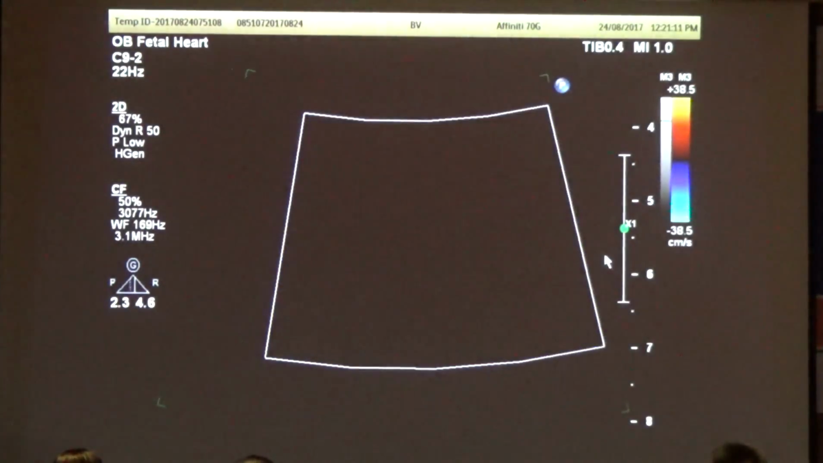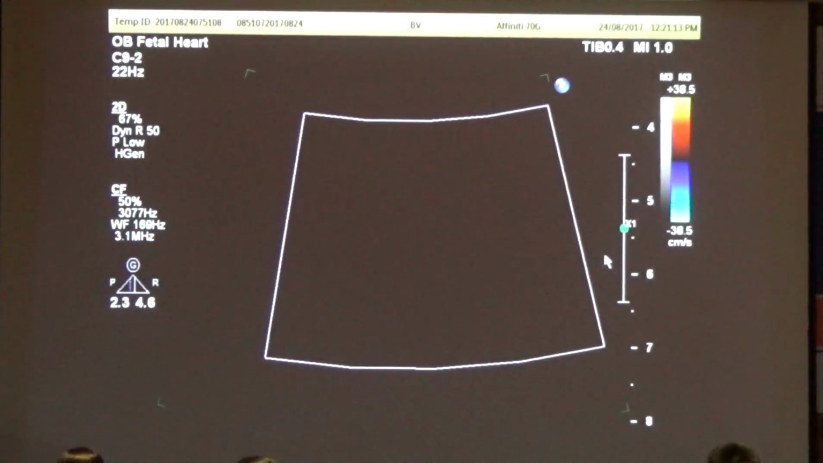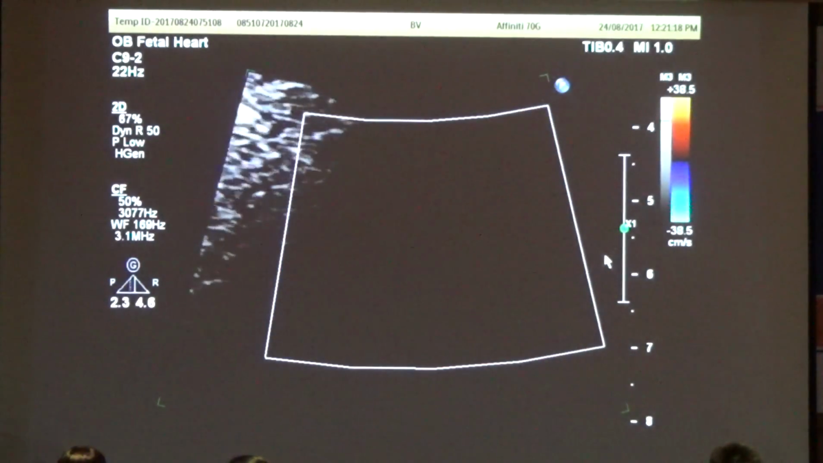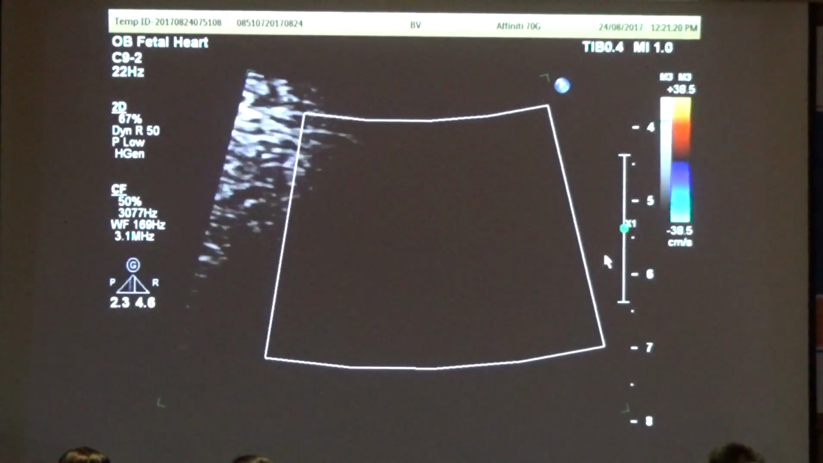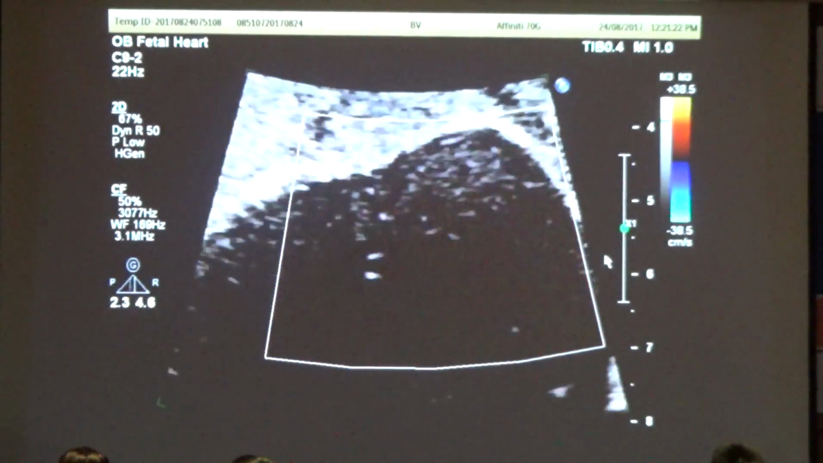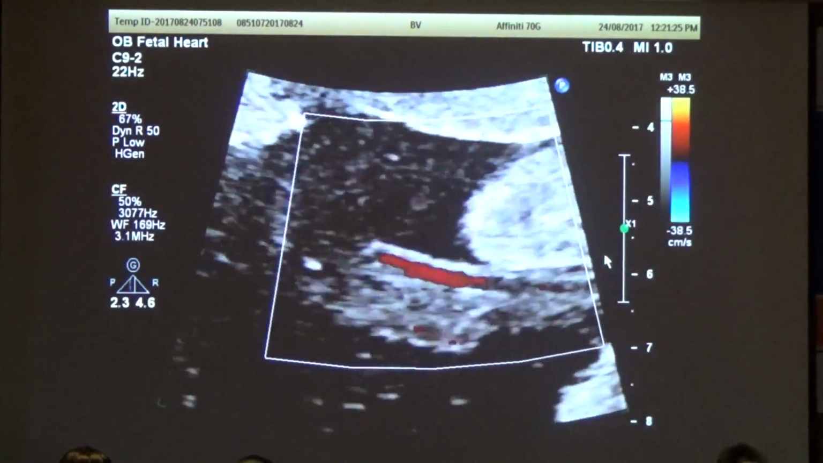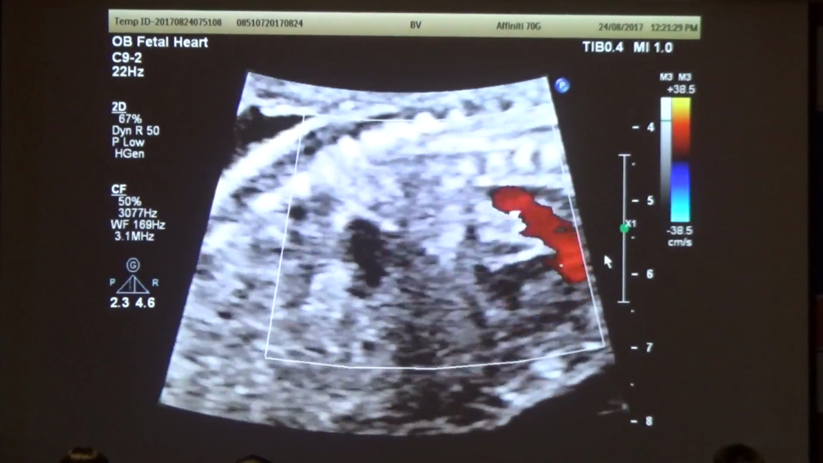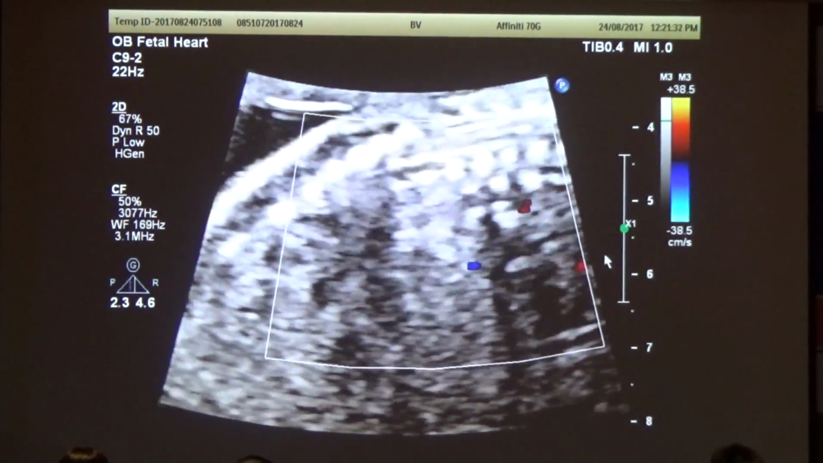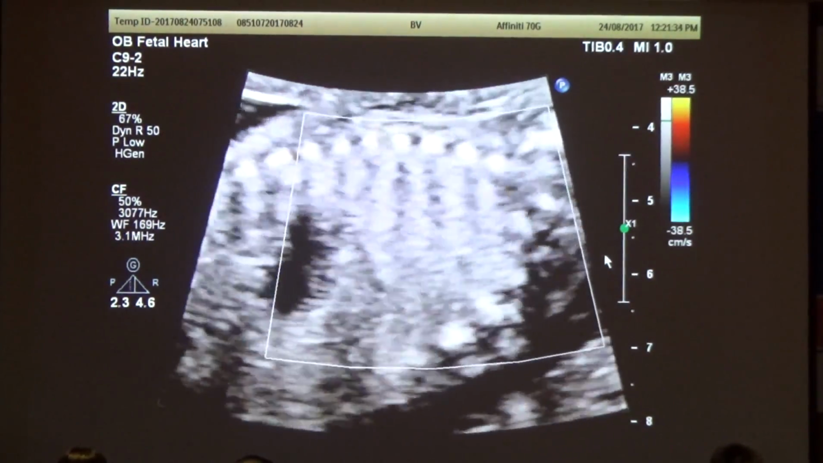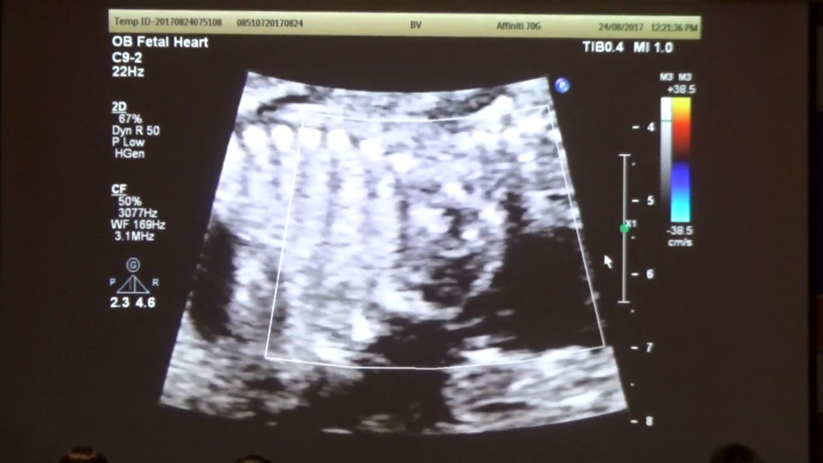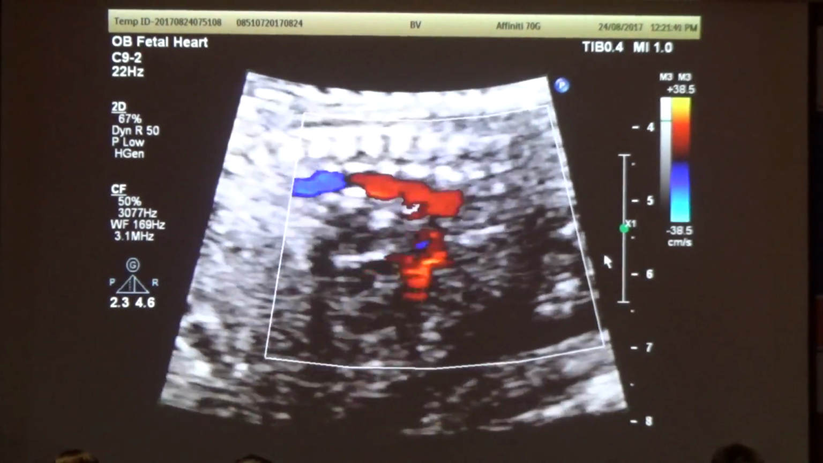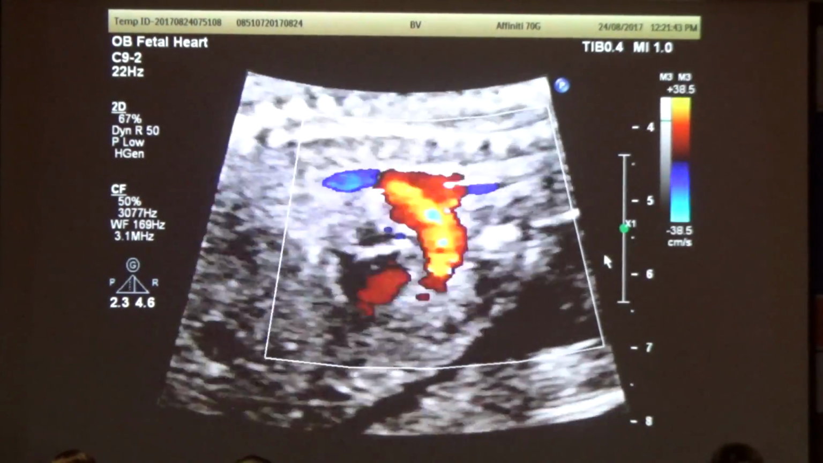Okay, let's try a little bit more gentle. Be good for the patient. Okay. You doing okay? Okay. Right. The aortic arch is high up.